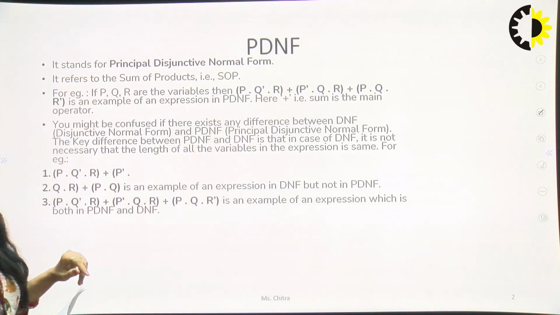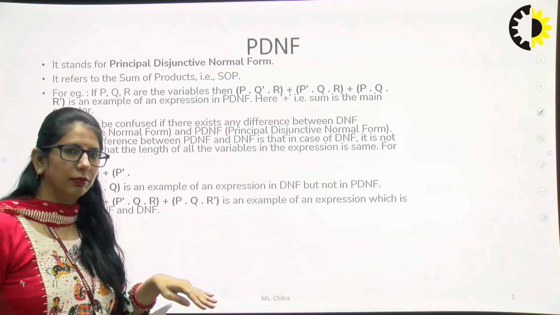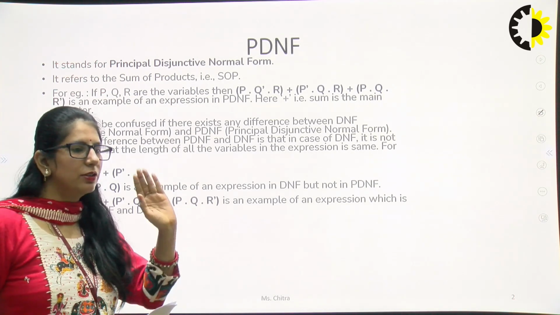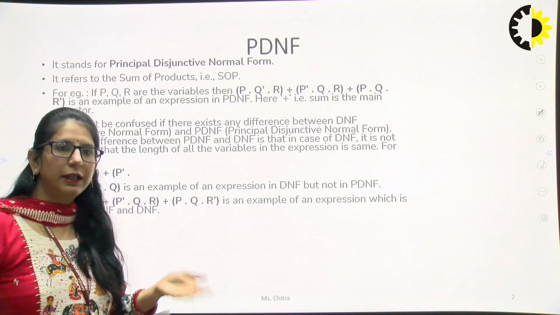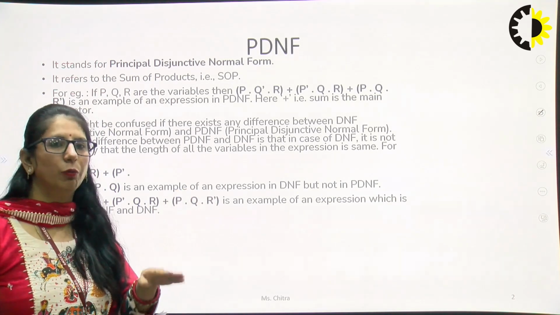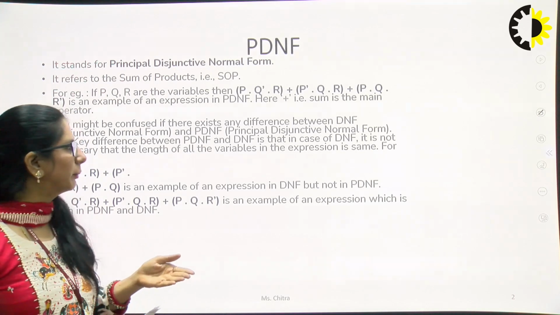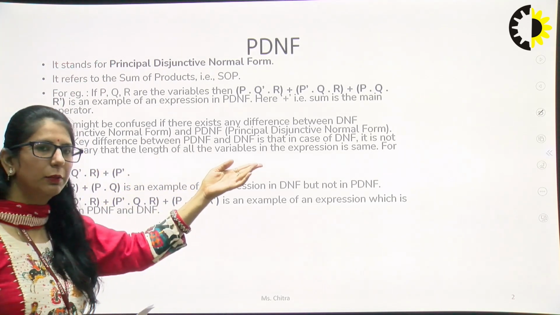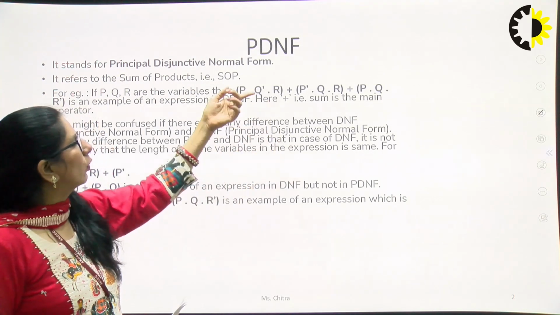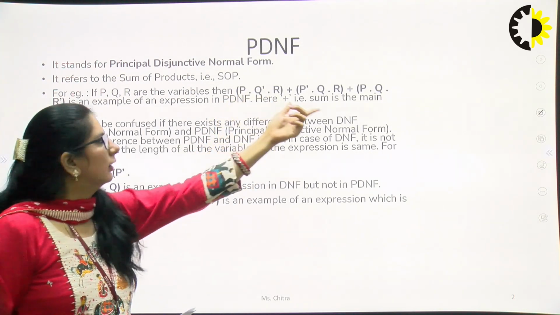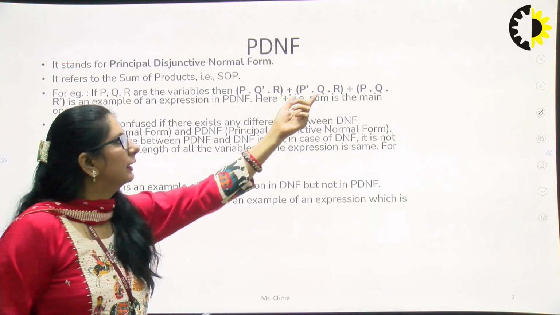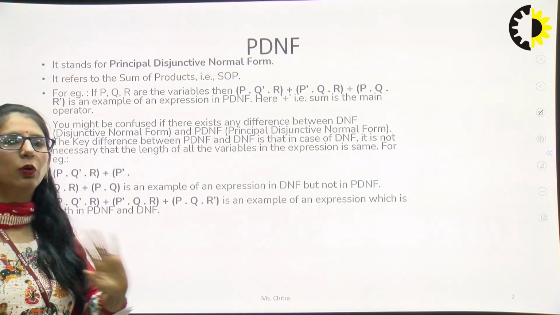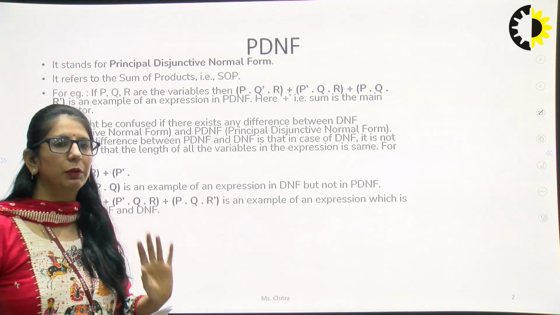You might get confused between the DNF and PDNF. Like, what is the difference between DNF and PDNF? DNF is disjunctive normal form, while PDNF is principal disjunctive normal form. And there is a major difference. The major difference is that the length of all the variables in the expression is the same, because the length of the expression is 3. The length of the expression is again 3. In the next bracket again we are having 3. But in the DNF it is not compulsory that the length of the variables will be the same.